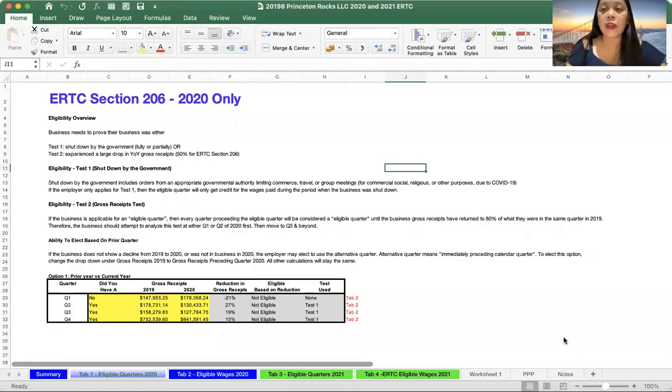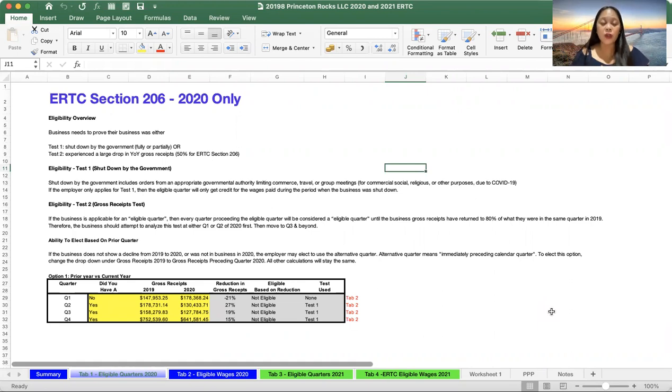And to continue with what I mentioned a while ago, there are two eligibility tests that we need to check in order to determine under which eligibility test a certain client or company falls. There are two things that we can do: first, test if it's eligible for shutdown, and second, test its eligibility on the gross receipts test.